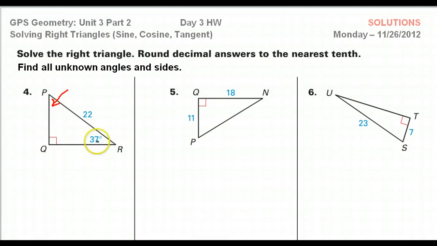Since I'm given one angle already, to find angle P, I can just do 90 minus 37. So the measure of angle P is just going to be 53 degrees.